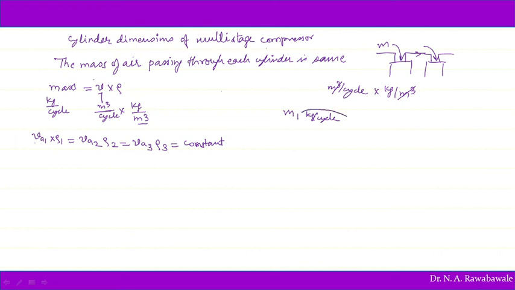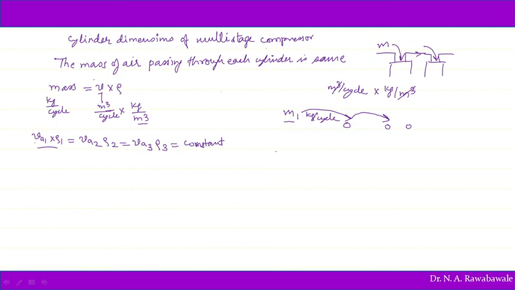Same air enters into the second cylinder and the same air enters into the third cylinder. Whatever is the mass of air entering into the first cylinder is entering into the second, third and so on. So the mass of air entering into the first cylinder is given by VA1 into rho 1, which is equal to VA2 rho 2, the mass of air entering into the second cylinder. Both must be the same, and the same is the mass of air entering into the third cylinder.